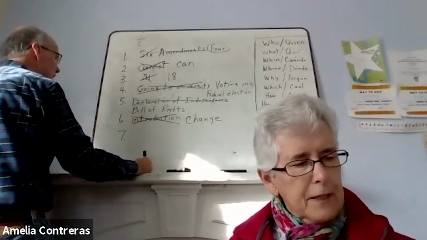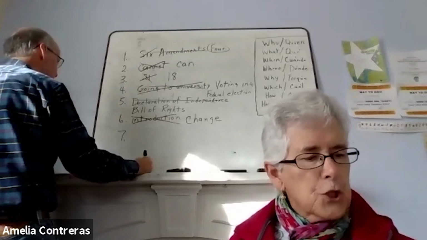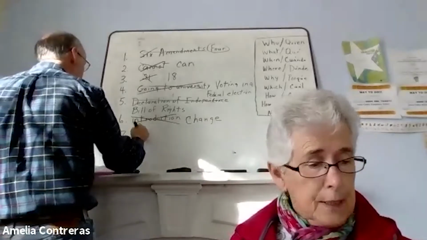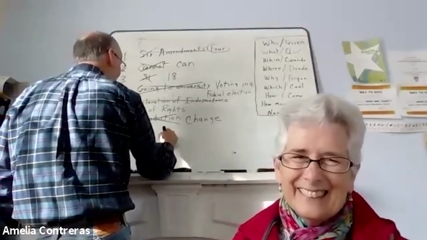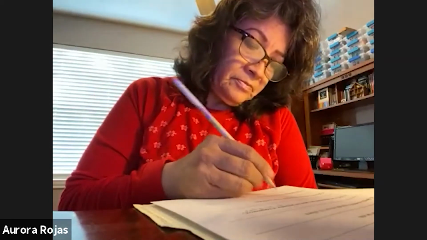Okay, number 7. The Constitution has 31 amendments. I know that one. I know you do. Go ahead. The Constitution has 27 amendments. Very good. 27.